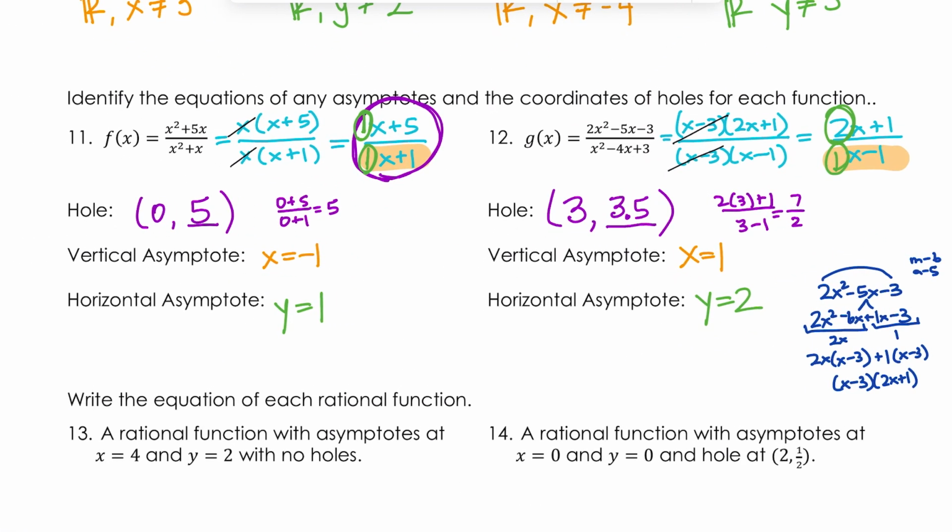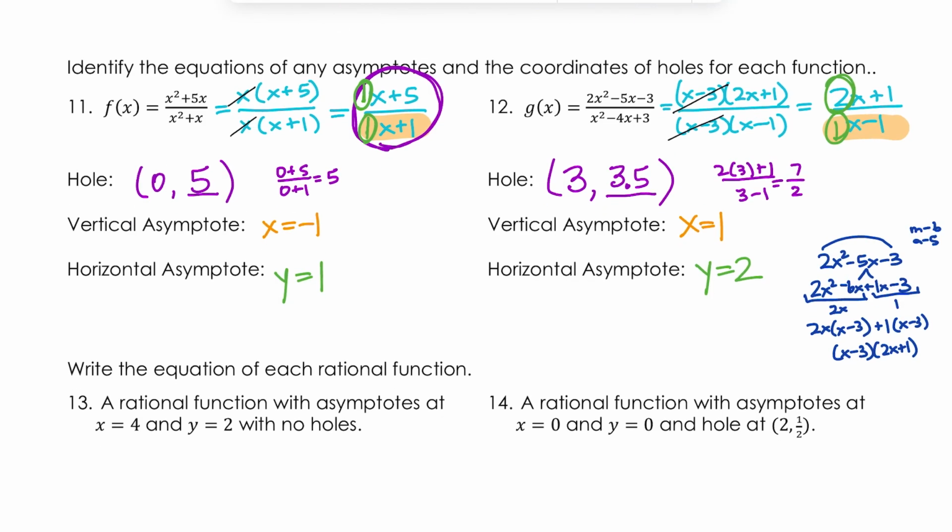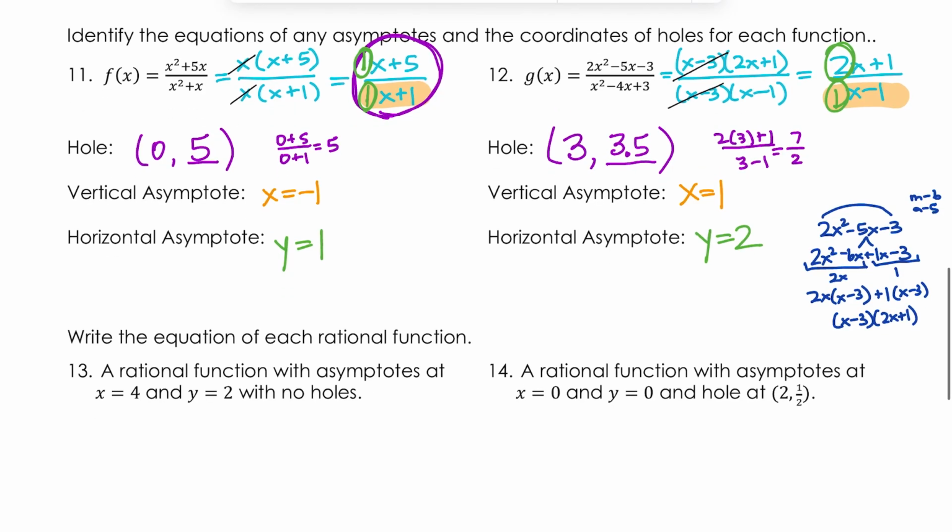All right, the last type of question we're going to have here is writing our own equation given where the asymptotes are, where there's holes, if there's holes. So for number 13, it says, write the equation of a rational function with asymptotes at x equals 4 and y equals 2. All right, so remember, when we're writing our equation, whatever is the x asymptote or the vertical asymptote is what makes the denominator equal 0. So if it's 4, we're going to have x minus 4 in the denominator.